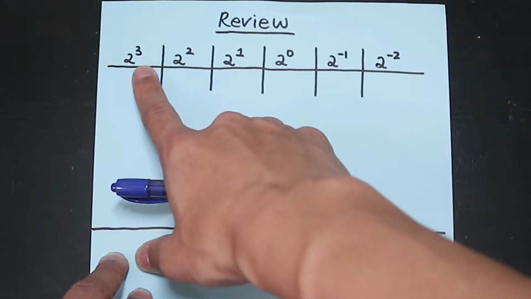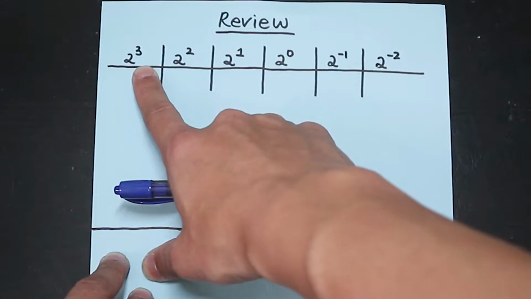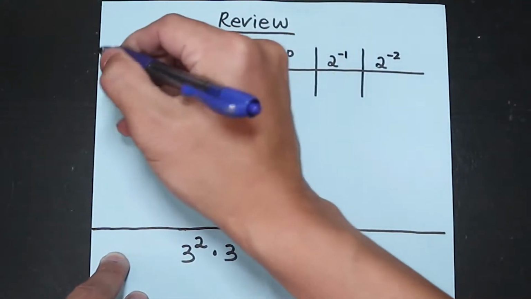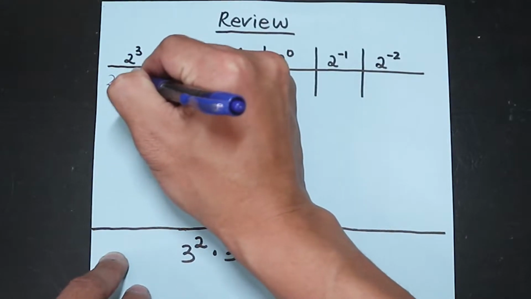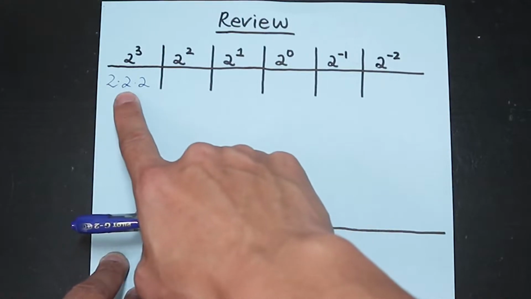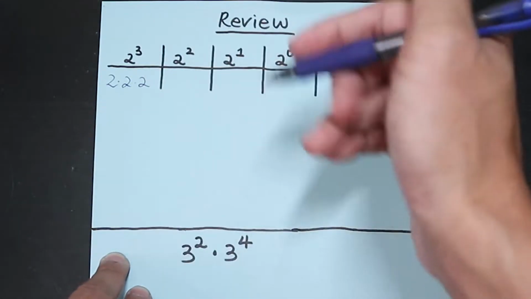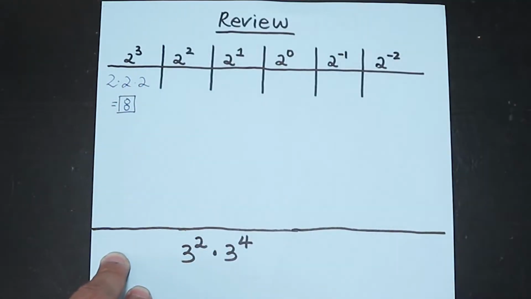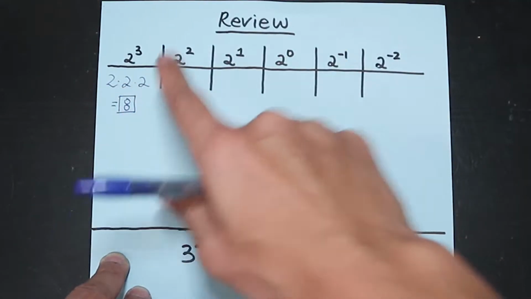So let's take a look at this problem right here that says 2 to the third power. Well, the meaning of 2 to the third power is to have the number 2 multiplied by itself 3 times, right? That's what the third power means. So 2 times 2 is 4, 4 times 2 is 8, so I know the answer ahead of time is 8, right? So 2 to the third power is 8 because of 2 times 2 times 2.